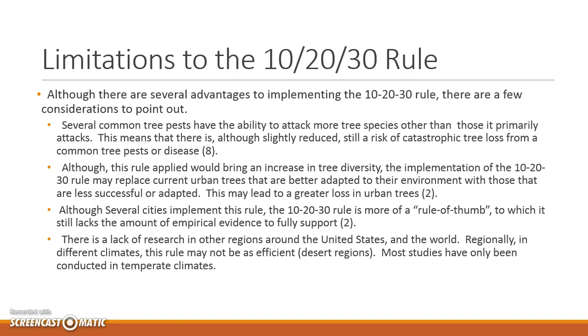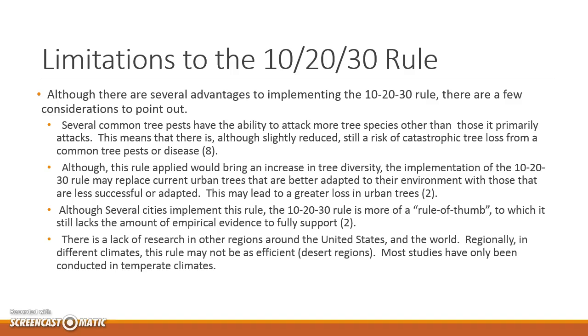There are a few limitations to the 10-20-30 rule. Although there are several advantages to implementing the 10-20-30 rule, there are a few considerations to look at. Several common tree pests have the ability to attack more tree species other than just those they primarily attack, meaning that although there's a slightly reduced risk of spreading a catastrophic disease, there is still a risk for tree loss from these pests and diseases.